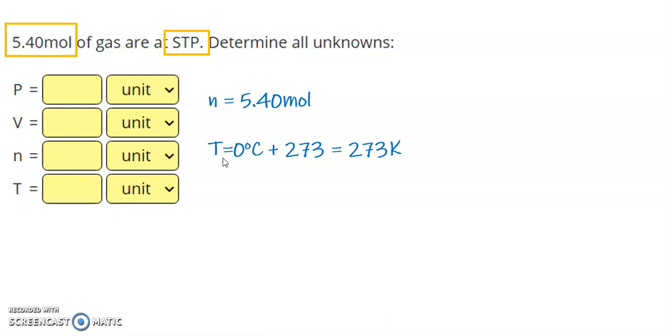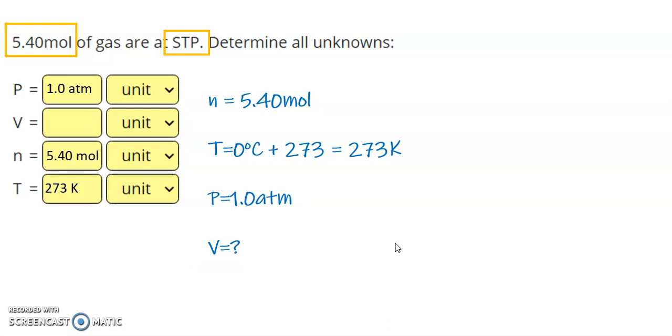Remember that when you have a temperature measurement in Celsius, you need to add 273 to convert it to Kelvin. So temperature is 273 Kelvin and pressure is 1 atmosphere. Well, we can put those numbers in the answer boxes for pressure, moles, and temperature, but we're still missing volume. So volume is our unknown.